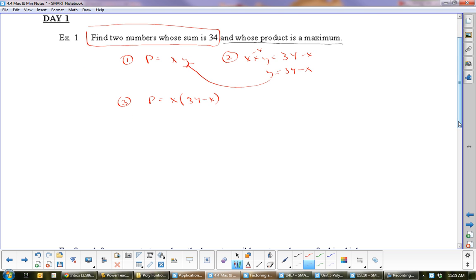And if we don't want to use the product law, we can factor it out. P equals 34x minus x squared. Or you could just use the product law, right? So now let's find p prime. Since this is all in terms of x, we go dp over dx equals 34 minus 2x. And we don't have to write dx over dx because those would cancel.